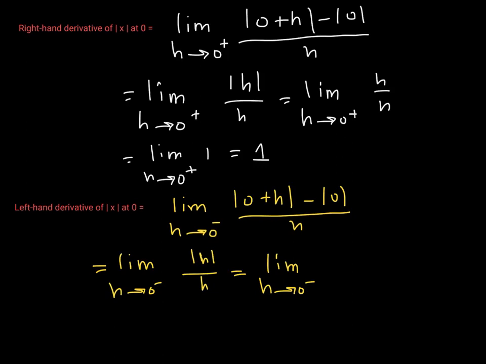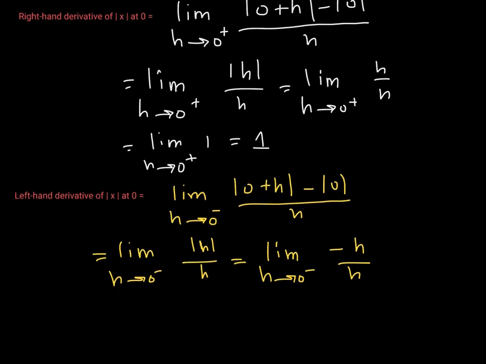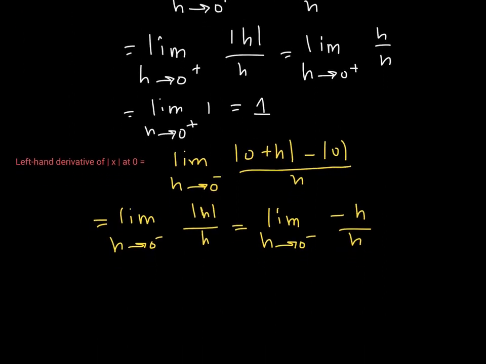Now remember, if h is approaching 0 from the left, that means h is negative. That means the absolute value of h will be equal to the opposite of h, right? The opposite of a negative value is positive, right? So anyway, this is equivalent to the limit as h approaches 0 from the left of negative 1, which is equivalent to negative 1.